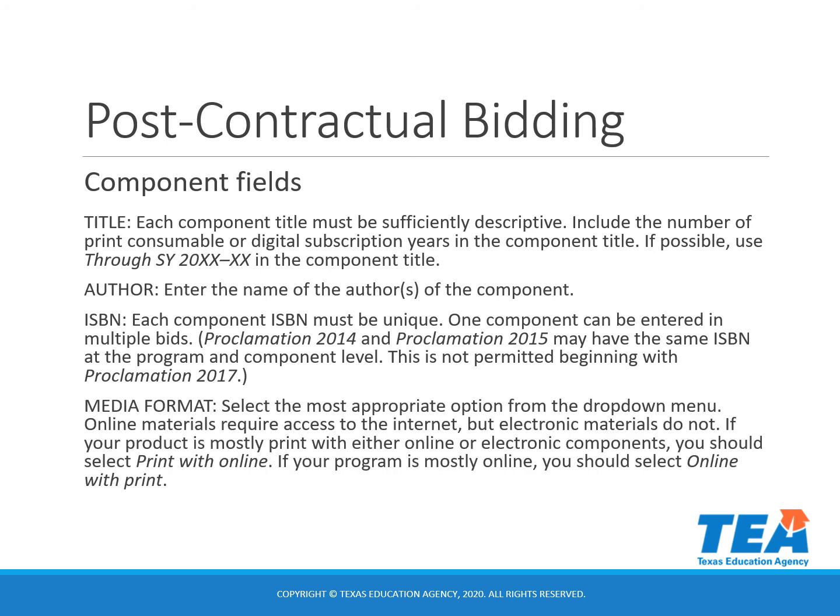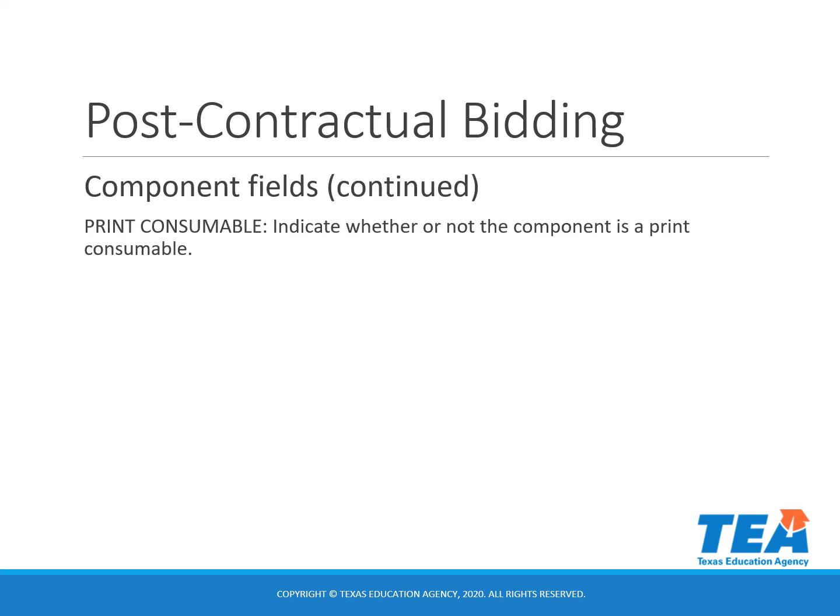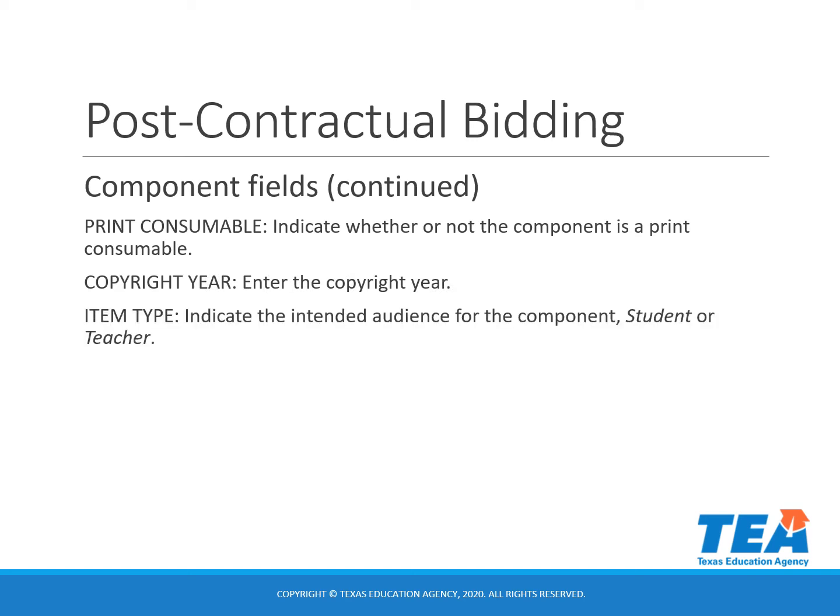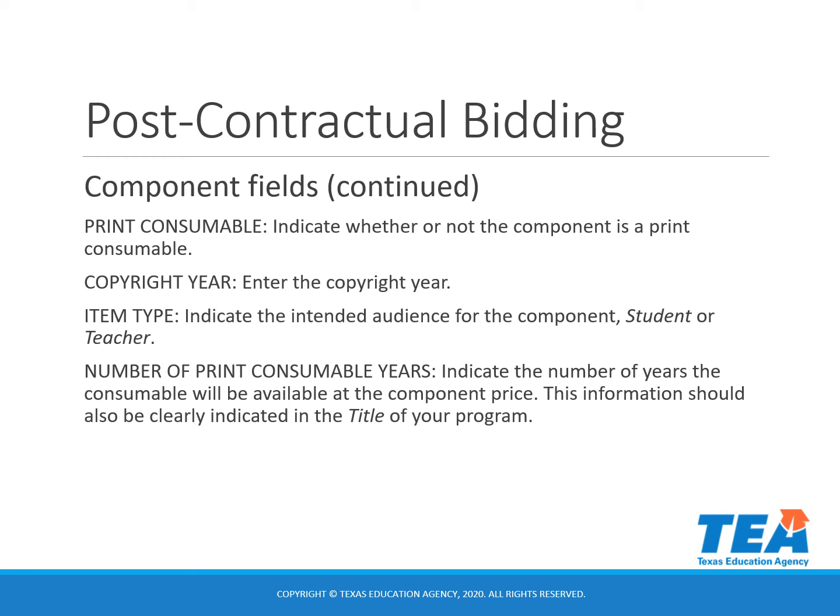Then in the media format, you will select the most appropriate option from the drop-down menu. In the print consumable field, you will indicate whether or not the component is a print consumable. Then you will enter the copyright year. In the item type, you will indicate the intended audience for the component, either student or teacher. In the number of print consumable years field, you will indicate the number of years the consumable will be available at the component price. This information should also be clearly indicated in the title of your program.